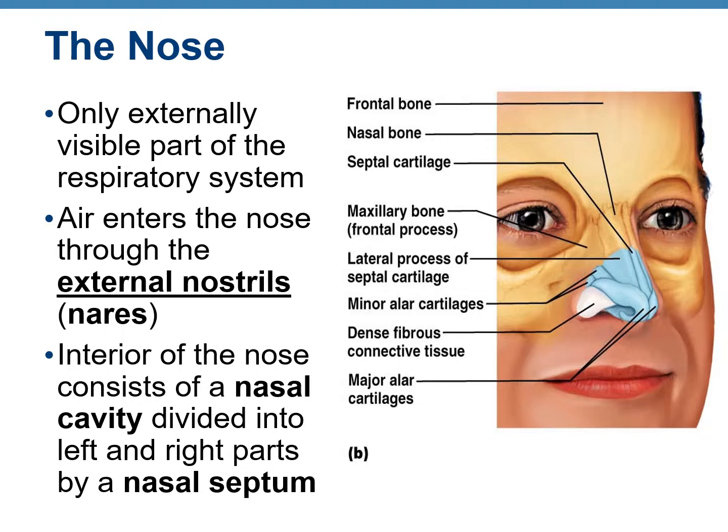We'll start with the nose, which is the only externally visible part. The nose opens into a space inside. The opening has two holes which are known as the external nostrils or nares. Then as you enter, that space is called the nasal cavity. If it's like a large room, then imagine there's a wall in the middle of the room which is dividing the room into the left and the right parts, and that wall is known as the nasal septum.